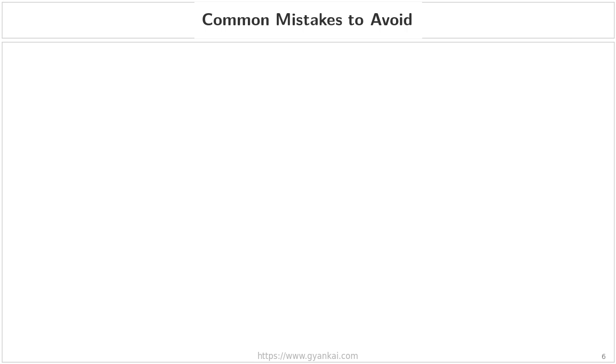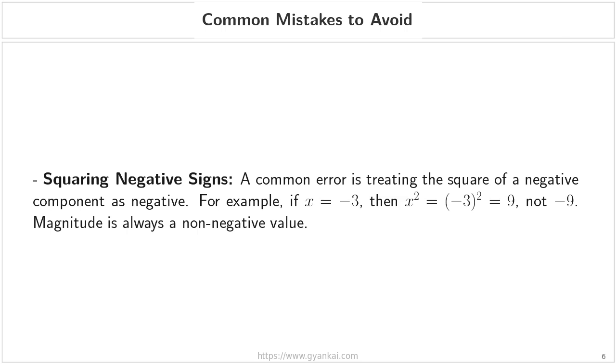Common mistakes to avoid. First, let's talk about squaring negative signs. This is perhaps the most frequent mistake students make. When you are extracting your components, as we discussed in the calculation process, you might encounter a negative number. For example, if your x component is negative 3, remember that when you square it, negative 3 squared becomes positive 9, not negative 9. Always remember that because you are squaring each term, the result of each square will be positive, and therefore, your final magnitude must always be a non-negative value.